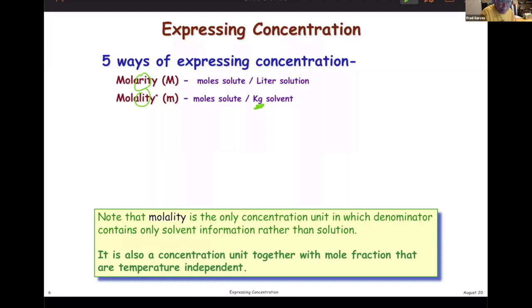Because volume sort of expands and contracts at different temperatures, whenever you're dealing with temperature sensitive material, you got to express the concentration in terms of molality, because the molality of a solution is constant because mass doesn't change just because you heat it up or cool it down. But molarity will change with temperature because the volume of anything tends to expand when you heat it up and tends to contract when you cool it down.